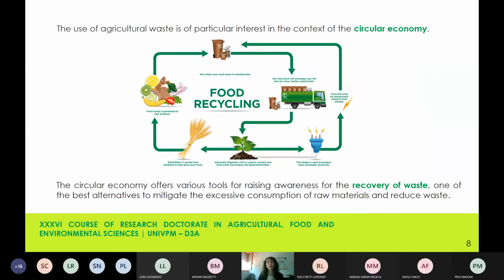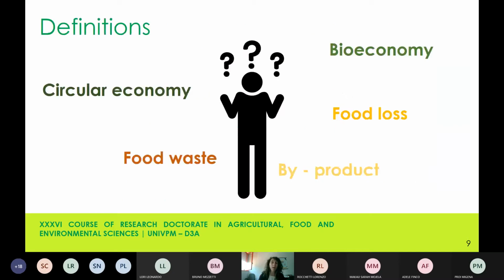In particular, the circular economy offers some tools that can enable agriculture to deal with all the waste that is generated. But before going on, we have to make some clarifications in terms of definitions, because in the literature there is quite a conceptual confusion regarding circular economy. Is circular economy the same as bioeconomy or green economy? Also, food waste, food loss, what do they mean, and byproduct?